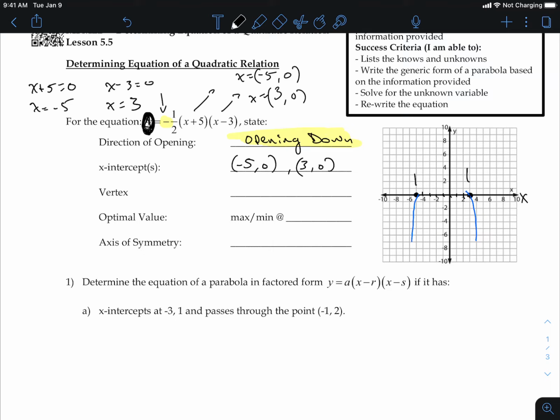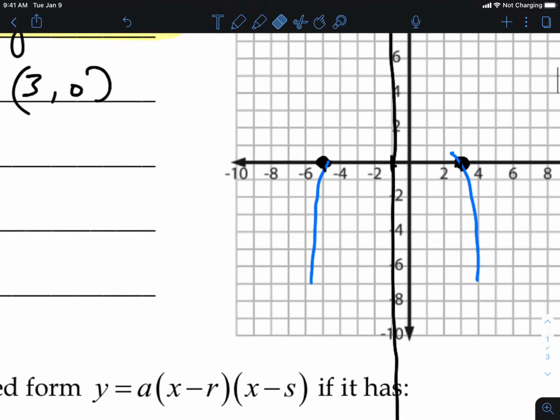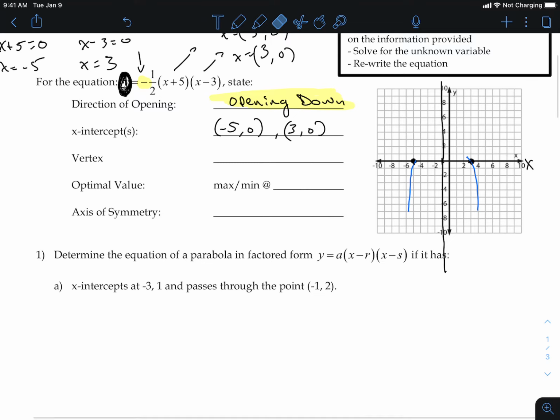So what you can do is count how many there are between the x-intercepts. 1, 2, 3, 4, 5, 6, 7, 8. What's halfway? 1, 2, 3, 4. Does that look like halfway? Does that look better? Is that okay? Now, what x value does that line go through? Is my question. -1. That is your axis of symmetry. X equals -1. It goes through the halfway point. Okay?